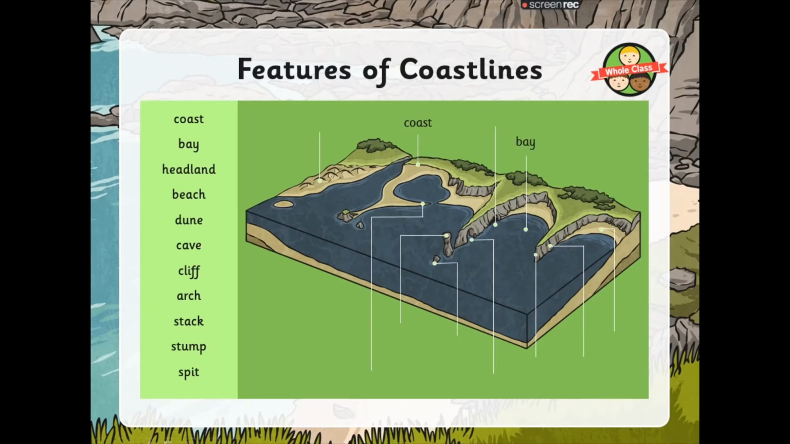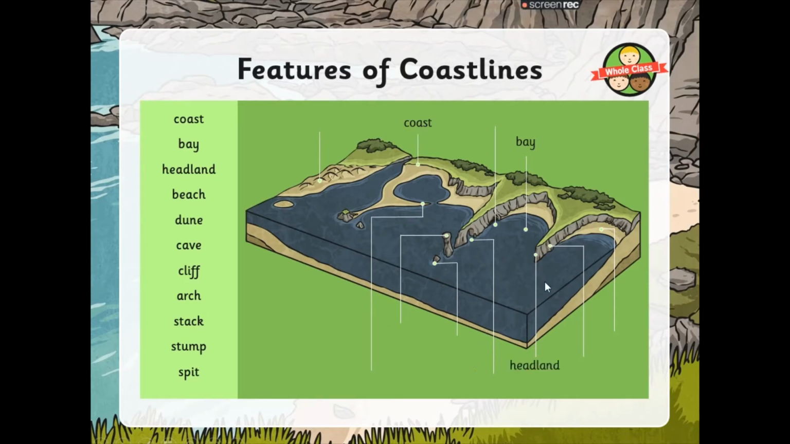We then have the bay. Now, this is important for some of you today. A bay, we'll go into a little bit more detail later, but this is a bay here. It's where the land is going inwards. Okay, so the sea is coming towards the land in this sort of U shape. Okay, so you can see the two bays here.